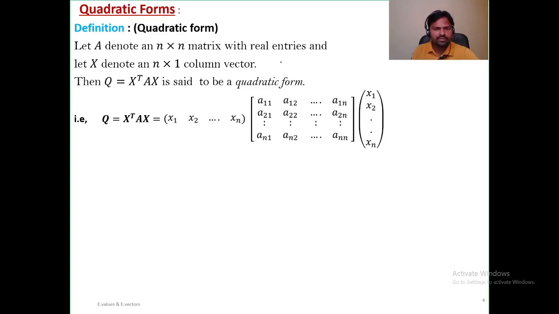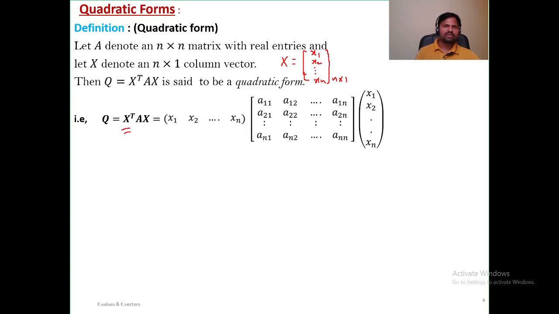How does it look? Since it is a column vector, X will be like this. How many components? Total n components. Start with x1, x2 and so on up to the last one, xn, because it is an n by 1 matrix, n rows and 1 column. So this is X. Now X transpose: first I want X transpose. X transpose means one row and n columns, first column, second column, up to the nth column. So this is X transpose, and this is matrix A, n by n matrix.